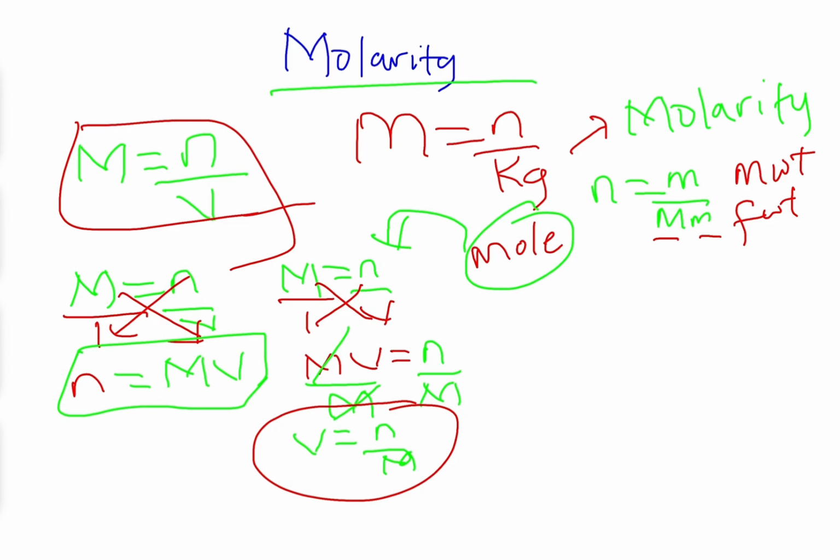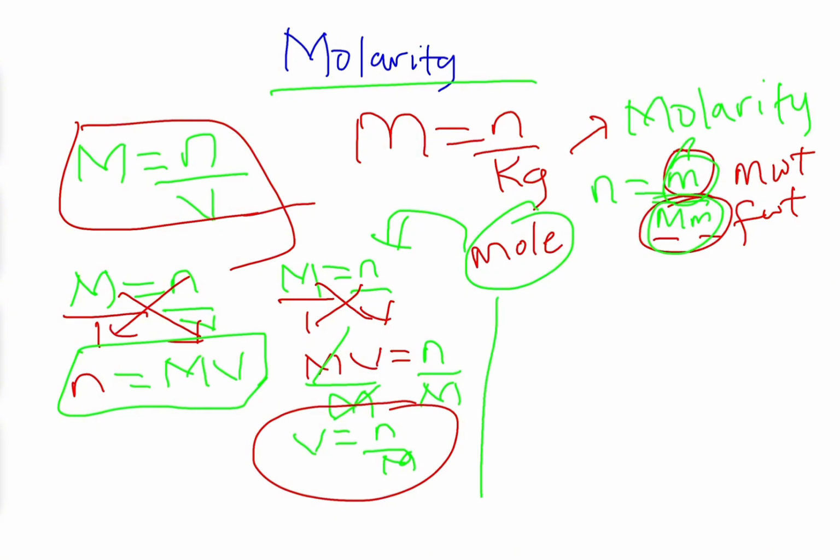Molecular weight, formula weight, molar mass, they are all talking about the same thing. Okay, so let's assume we have been given a problem to solve for molarity. But before that, we should have the mole, but there is no mole given. But we have the mass and we have the molar mass. How can we solve for mole? We should first find the mole by saying mole is equal to mass divided by molar mass.